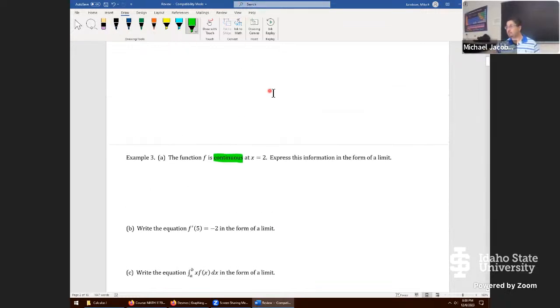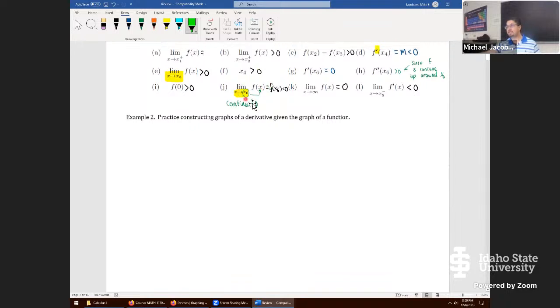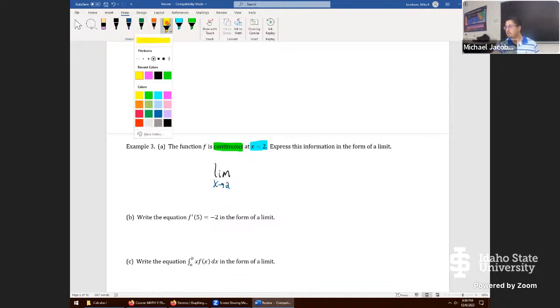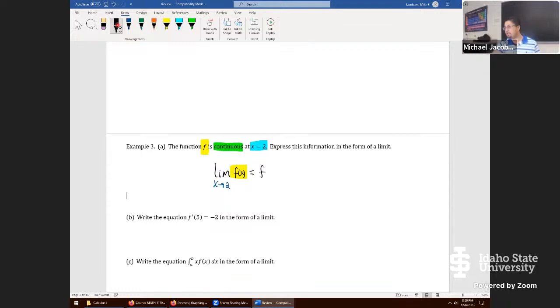And continuity at 2, as a reminder, looks like this. It's a direct substitution. So let's write this one out. We need to convey this information in the form of a limit, and it would be the limit as x tends towards 2 of the function f of x itself would just be equal to f at 2. So that's what continuity looks like as a limit.